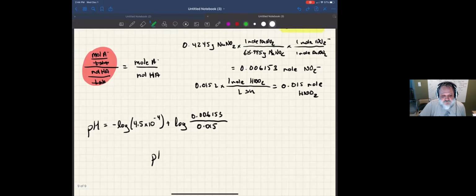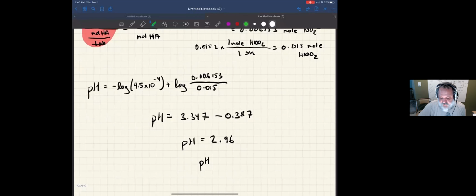So what I get is pH equals, here's the pKa, 3.347, minus that log of that ratio, because the number is less than 1. So the log of the ratio is negative. And so when I subtract it, I get pH equals 2.96, and then coming over to the correct number of sig figs, I get pH equals 3.0. And that's the final answer.